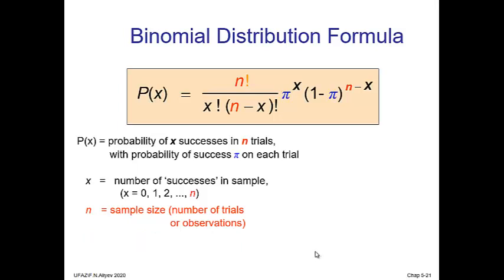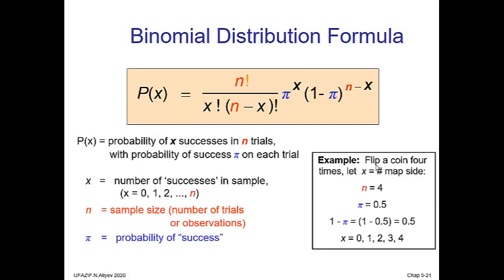Let me show you a simple example. Suppose that we flip a coin 4 times. Automatically n must be equal to 4. The probability of success, if we talk about the map side, is 0.5. Of course, the probability of failure, the other side, is also 0.5. See? And x, which represents the number of successes, the number of map sides, can be, for this question, 0, 1, 2, 3, or 4. For each case, you may calculate the probability using this formula.